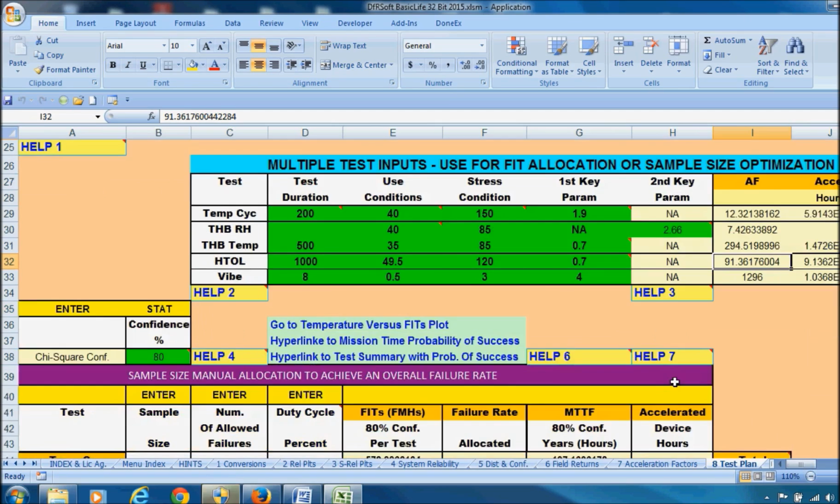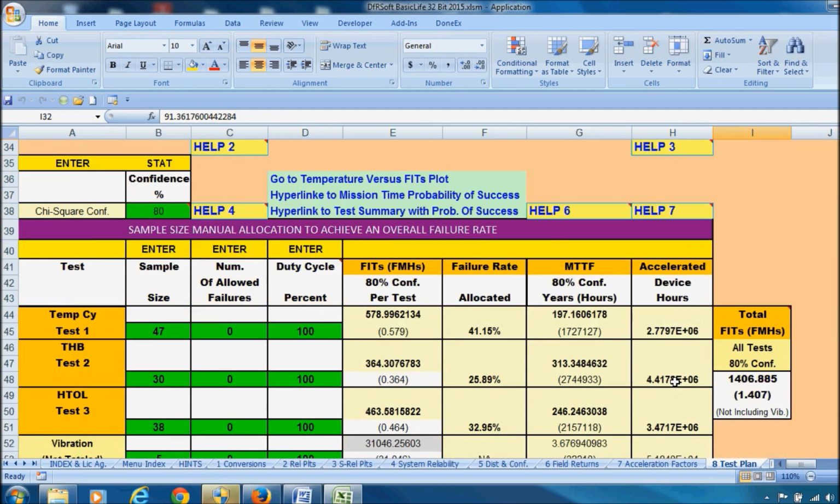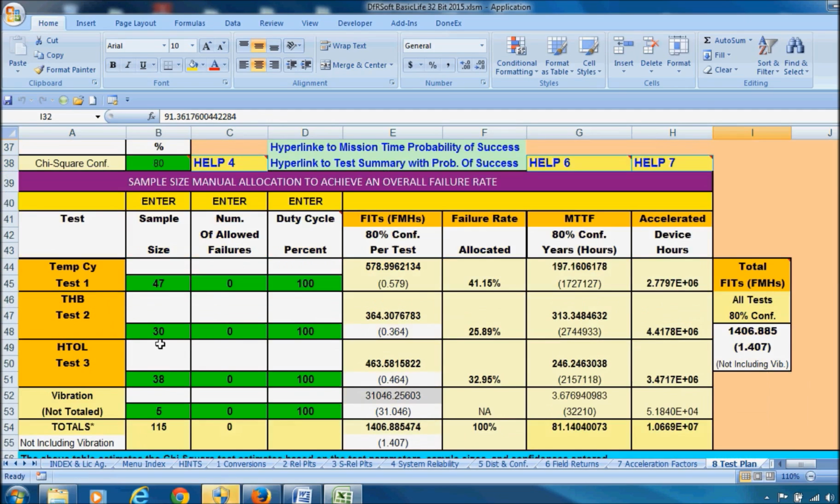We can start looking at our sample sizes. First, we put in our confidence level. 80% is what we were using, so roughly we had, I think it was 33, but this one we have 30. We put in 33 here, and what this does is you can put the sample size in. If you're coming up for a total test objective, you can play with your sample size until you meet that objective.